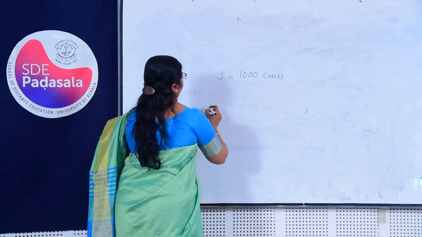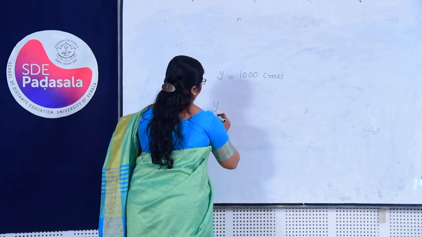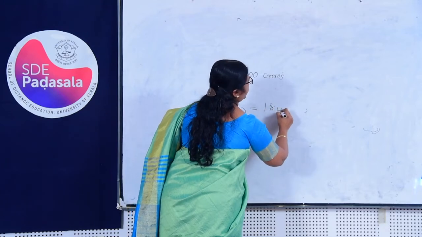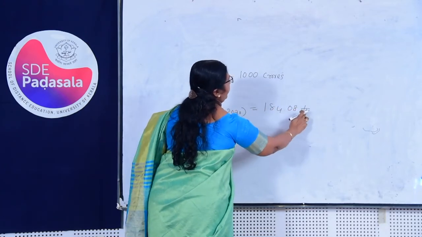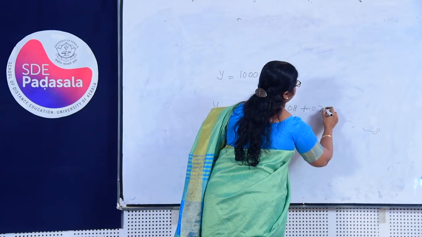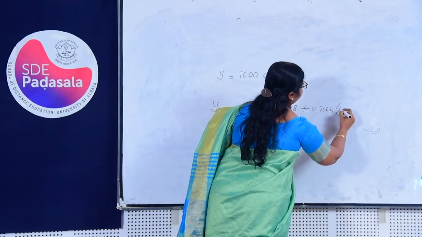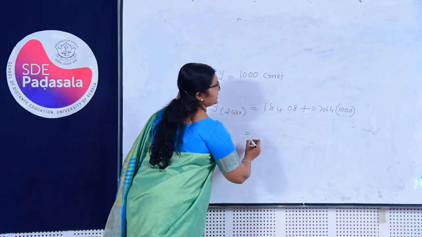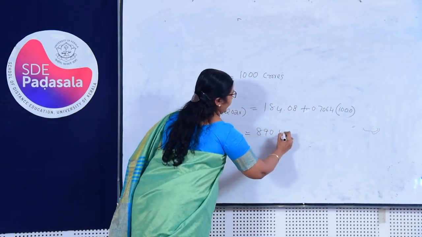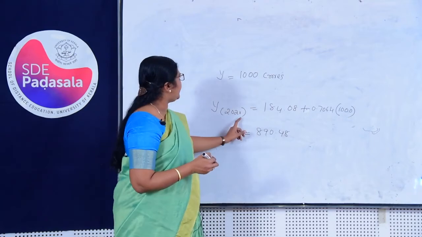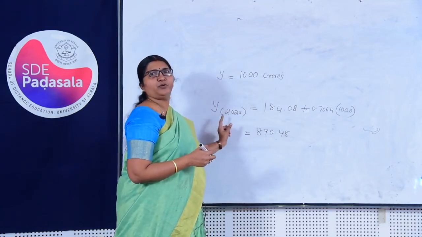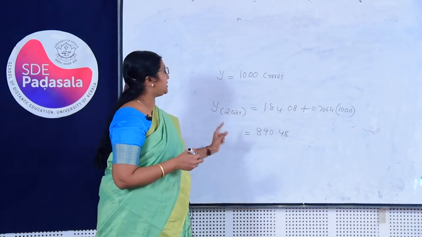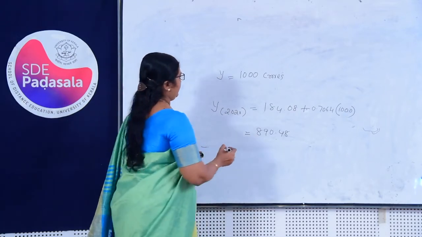That is, consumption for 2020 is equal to 184.08 plus 0.7064 into, we are substituting the value of income. So, we get it as 890.48. So, with the help of the model, we are able to predict or forecast future values of consumption expenditure. This is an important application of the econometric model.